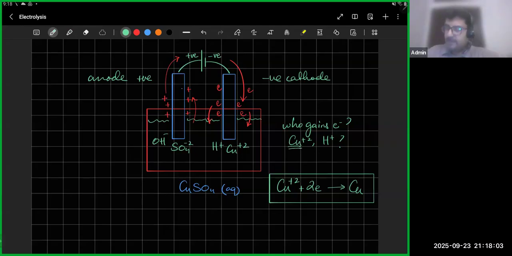Now, copper is a metal, so copper metal would be formed. And you would start seeing a deposit of copper forming on top of the cathode, because that's where all the copper will deposit. So the observation over here is that, remember, copper is a pink, shiny metal deposit.